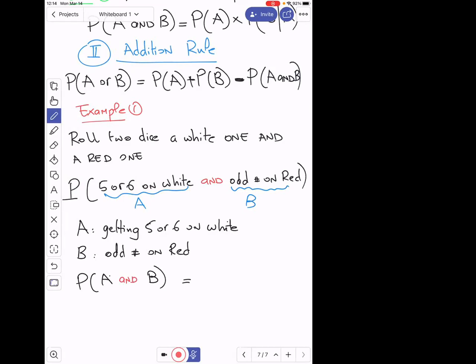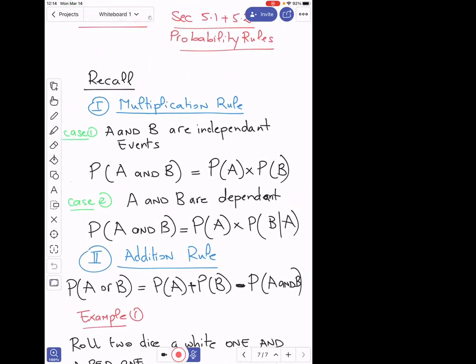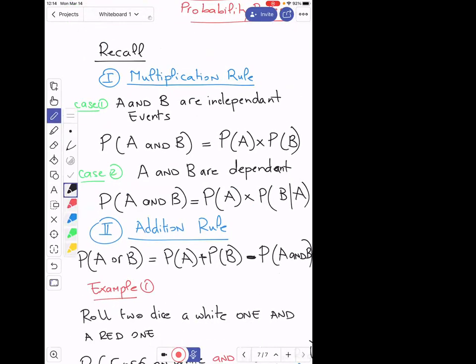So the question is, are A and B independent or dependent events? Because this is A and B, right? As we said, there are two cases. There's a case where the two events are independent, with no relation between them, and the second case where the two events are dependent. So it depends on whether your events are independent or not.